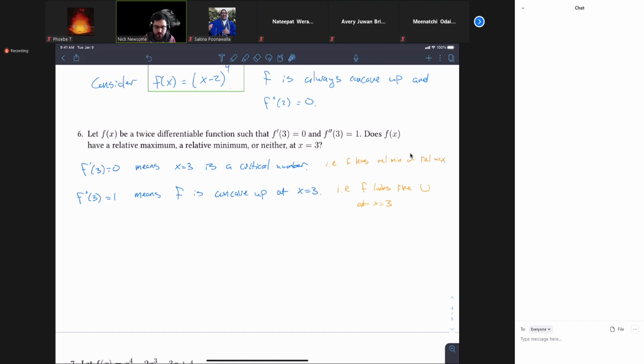So this is one of those things where you know you have a critical number, you know it's defined, so there's going to be a min or a max. Yeah, we must have a relative min, right? This picture tells me that there's probably a relative min there. We're concave up at that point, and it's a critical number, which means that the tangent line at that point is horizontal. Okay, so yes, we have a relative min.